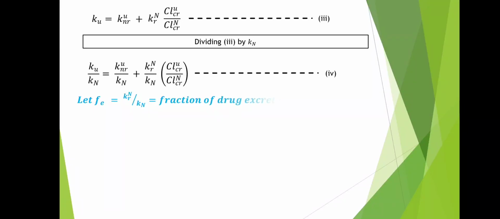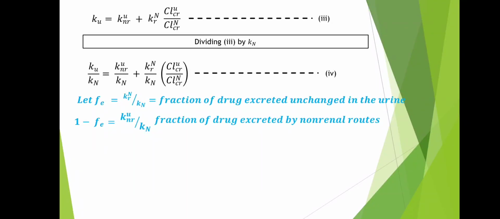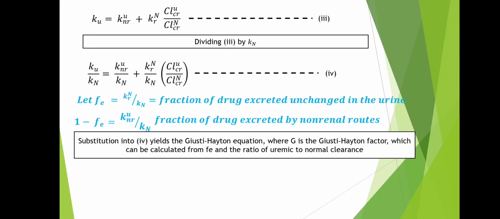Now let Fe equal Krn divided by Kn, which equals the fraction of drug excreted unchanged in urine, and 1 minus Fe equals Knr divided by Kn, that is, the fraction of drug excreted by non-renal routes. Fe means the fraction of drug excreted unchanged in the urine, and 1 minus Fe is the fraction excreted by the non-renal route. So over here, in place of Krn divided by Kn we write Fe, and in place of Knr divided by Kn we write 1 minus Fe. So you can write it in this manner.